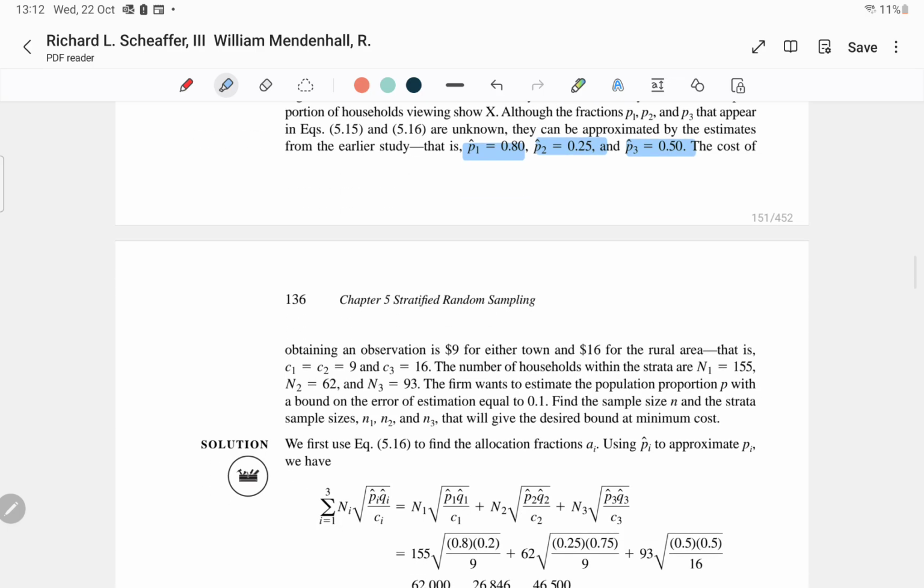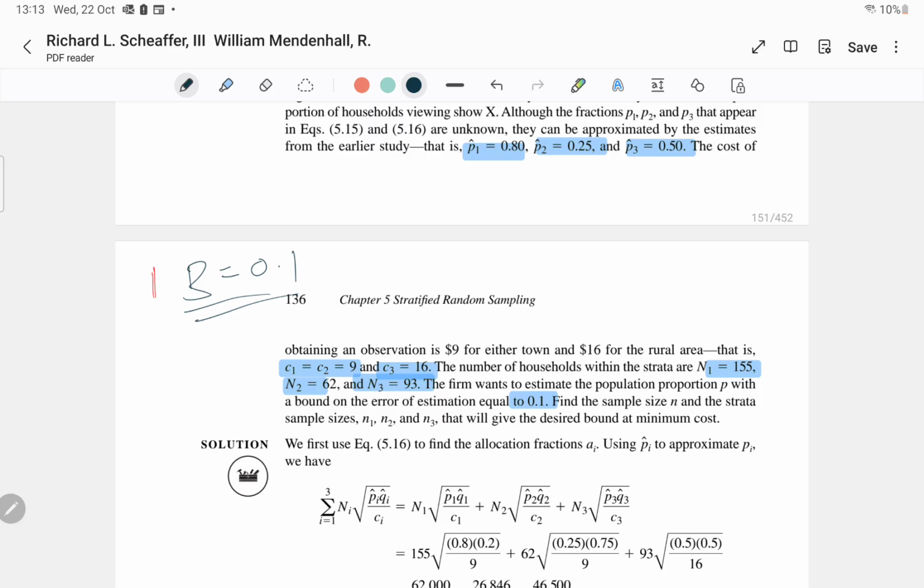Very good. Now the cost of obtaining observation is $9 for either town and $16 for the rural area. So that is C1 and C2 $9 and C3 is $16. Cost is given. C1, C2, C3 is given. And we already know about the population of each strata, which is N1 155, N2 62, N3 is 93. It is already given in the table. And we have been given also that the firm wants to estimate the population proportion P with bound on error of estimation equal to 0.1. So bound on error is B, 0.1.